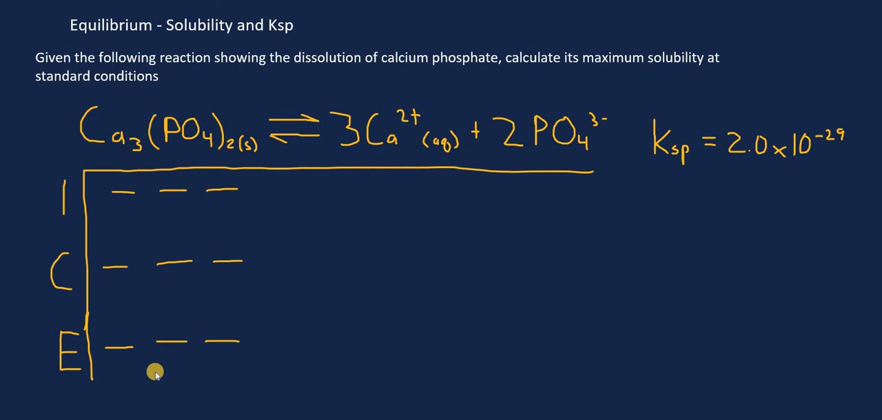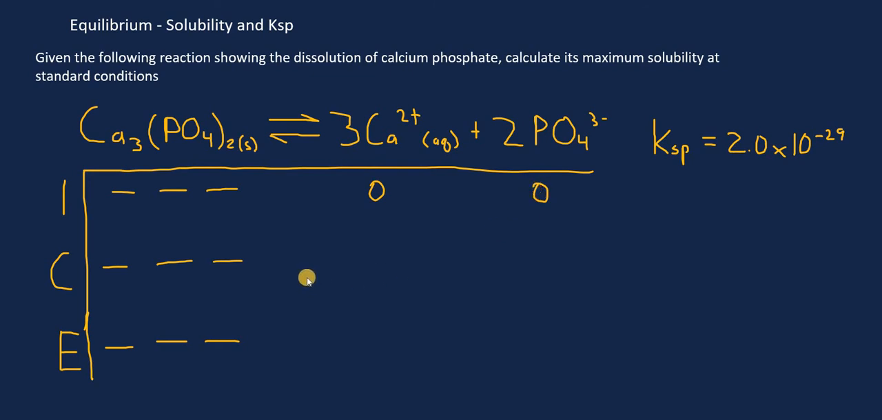So here's the blank ICE table for this reaction. And the cool thing about solubility is your reactant is always going to be a solid. And remember, you don't include solids in the equilibrium expression. So for the calcium phosphate side of the ICE table, you just cross everything out because we won't be needing any of these values. We're only concerned with the values of the products, which are the ions. And initially you start with a concentration of 0 for both of your ions.